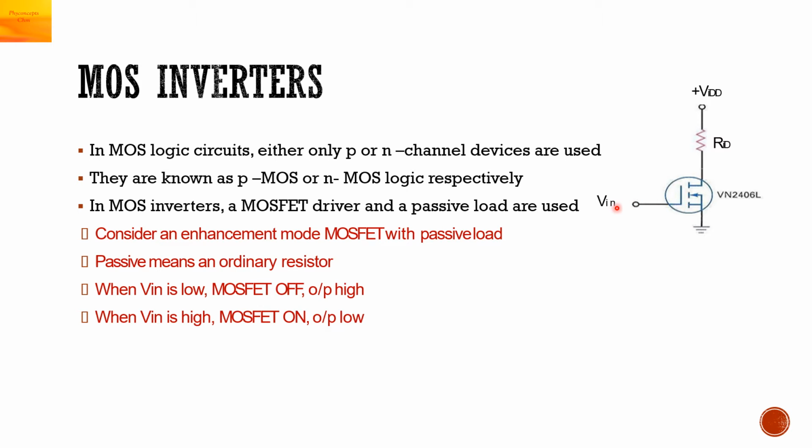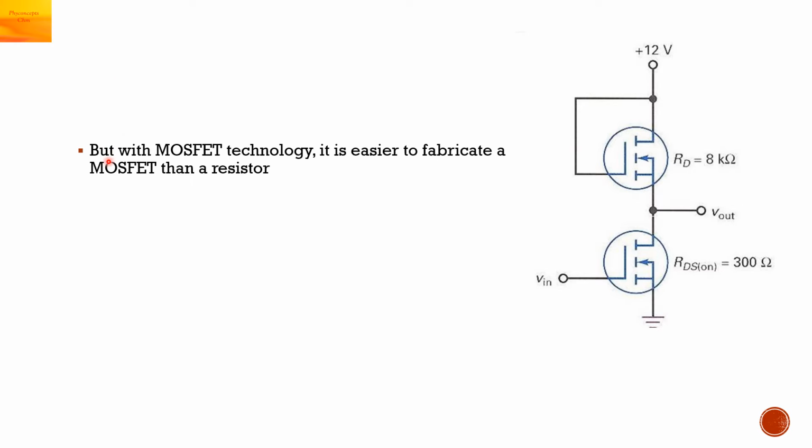When Vin is high, the MOSFET will turn on, and then this drain voltage or the output voltage will become low. The circuit is also known as an inverter because the output is opposite of the input. But with MOSFET technology, it is easier to fabricate a MOSFET than a resistor, which is a passive component. Therefore, another MOSFET is used as an active load, which is shown in this diagram.